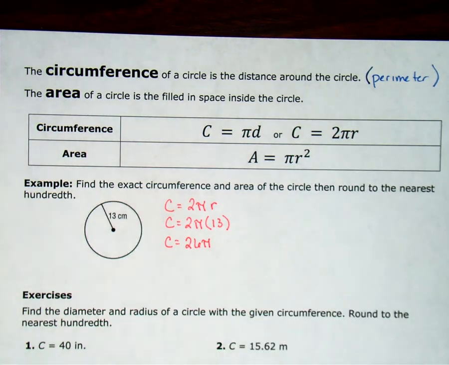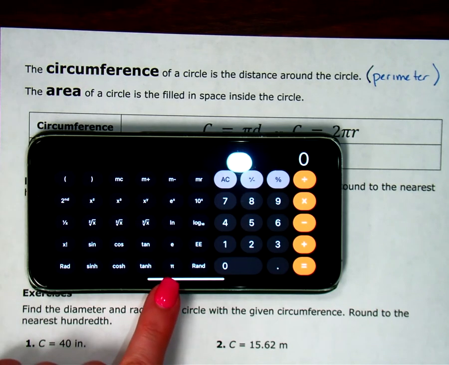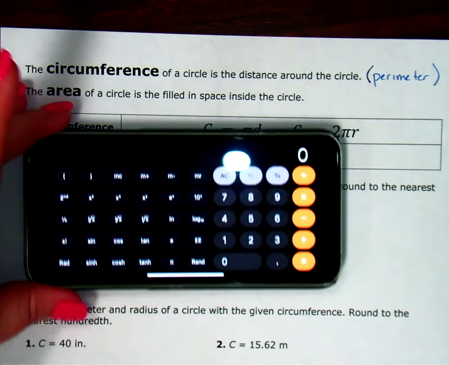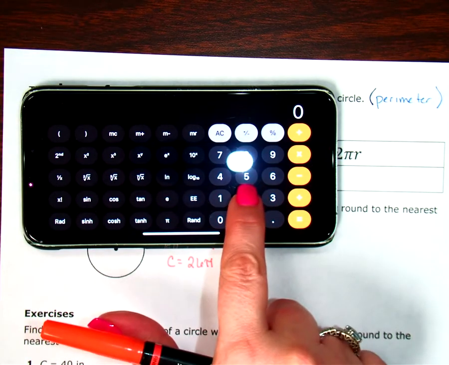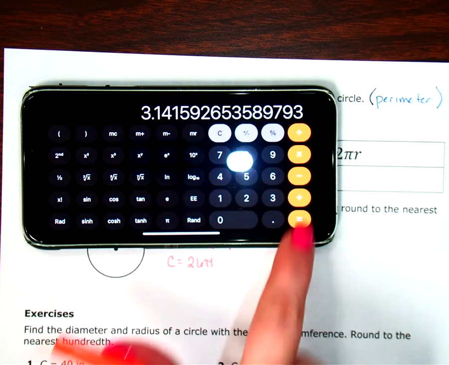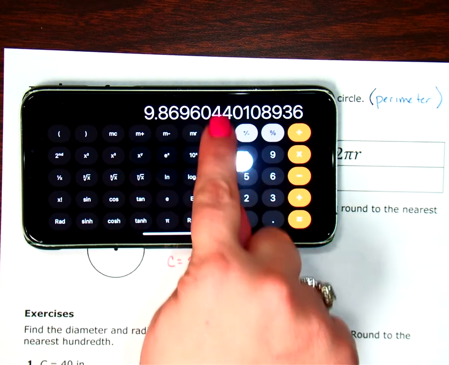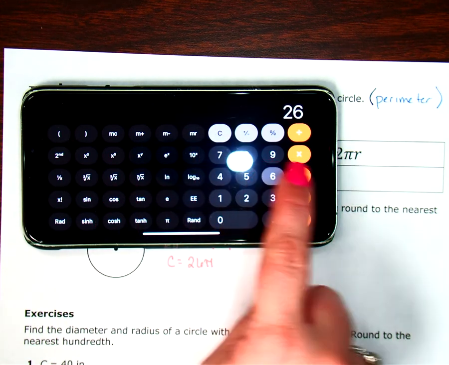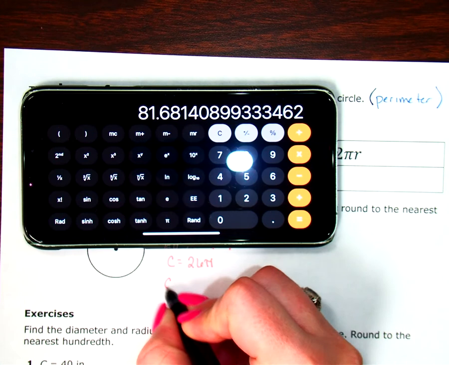Then I can put that in my calculator. If you turn your phone sideways, you should have a little pi button on your scientific calculator. We're doing 26 pi, so I'm going to do 26. If I just do 26 pi and hit enter, I don't think that's 26 times pi, because pi is 3.14 and that's not 26 times that. So we want to make sure we're doing 26 times pi. Then we hit enter and I get the circumference.